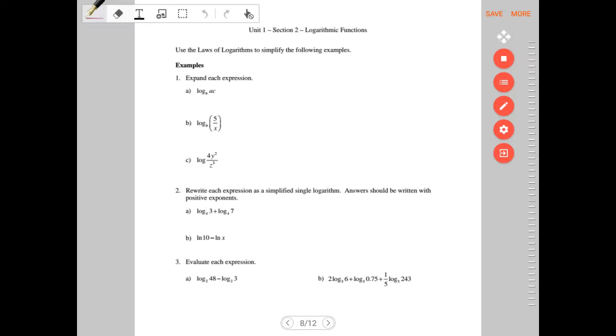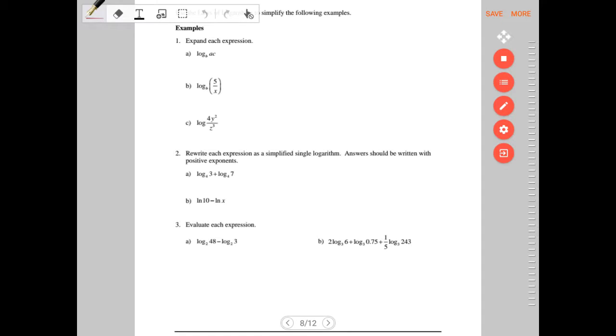Okay, so a bunch of examples and then you can get to work. Expand each expression. What that means is to use our log laws. Log base b of a times c. If you notice, this is multiplication, so we're going to use our log law for multiplication. That becomes log base b of a plus log base b of c. Now it's been made bigger, so it's an expansion.